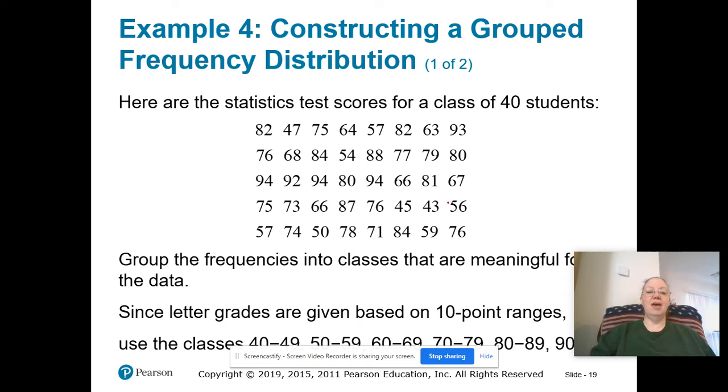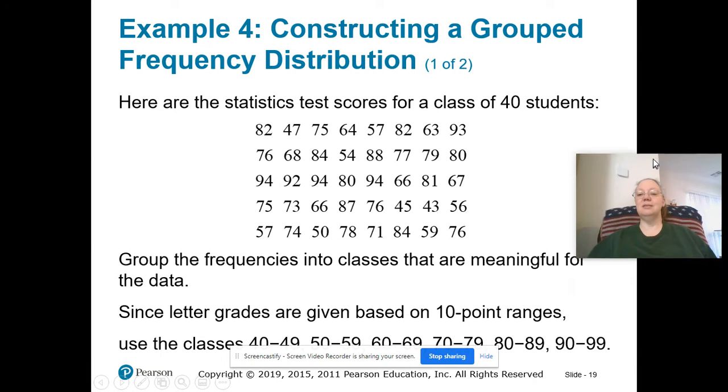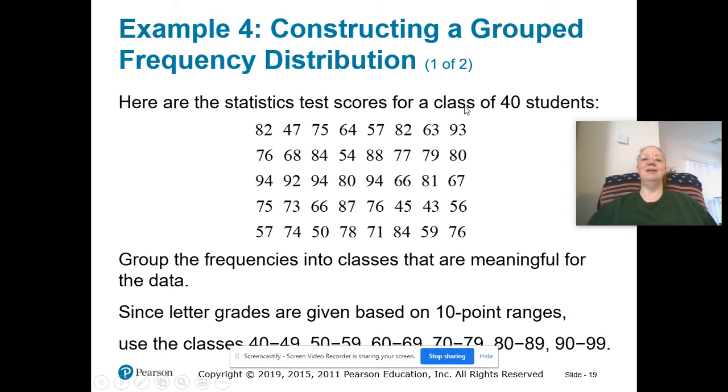So rather than just doing a regular frequency distribution table, it's helpful if we group the data into what are called classes. And it's not like a math class. It's not like an English class. It's a different kind of class. We're using the word class differently.